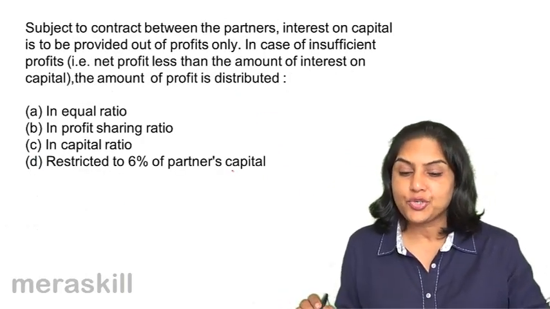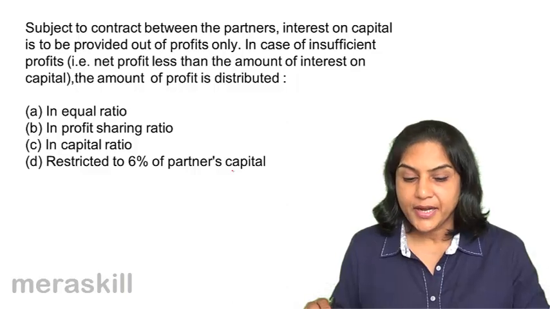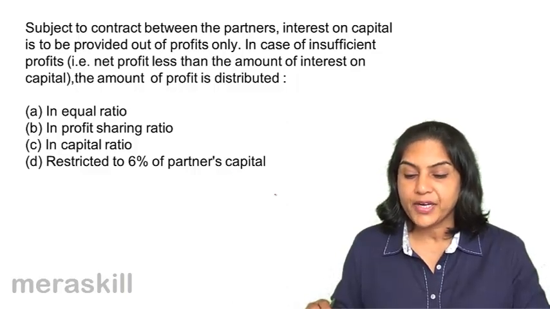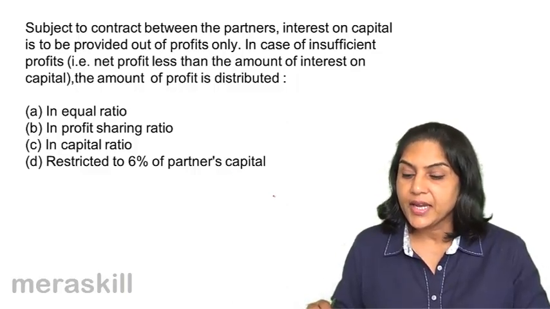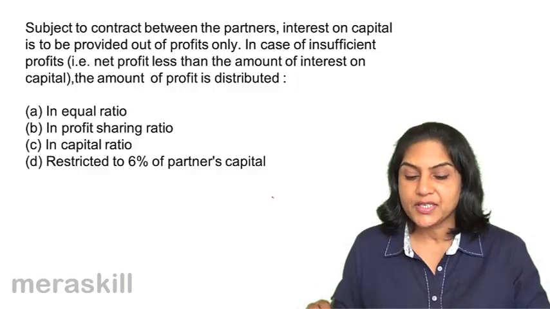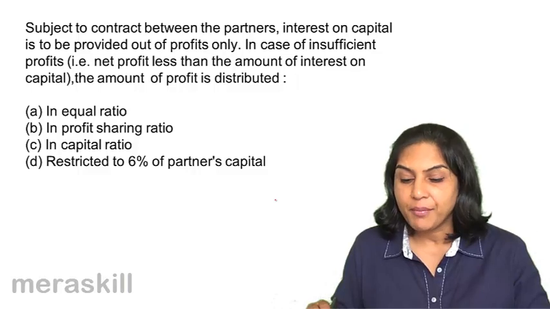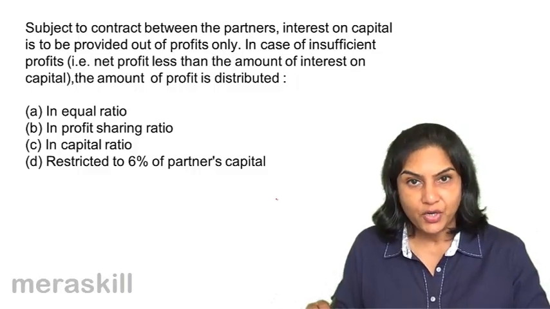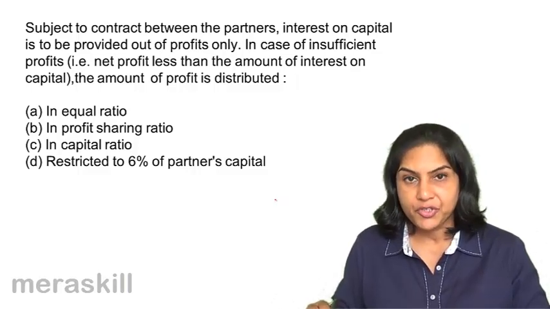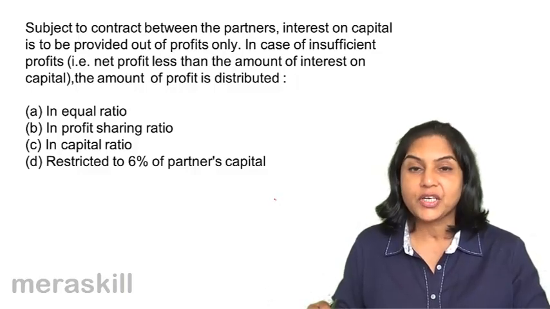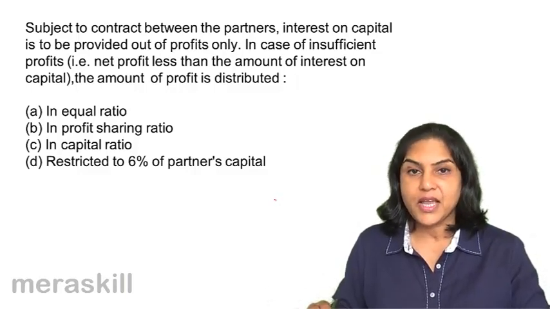Next one. Subject to contract between the partners, interest on capital is to be provided out of profits only. In case of insufficient profits, that is, net profits are less than the amount of interest on capital, the amount of profit is distributed in A, equal ratio, B, profit sharing ratio, C, capital ratio, D, restricted to 6% of partners' capital account.